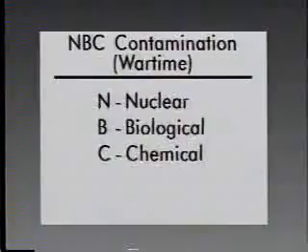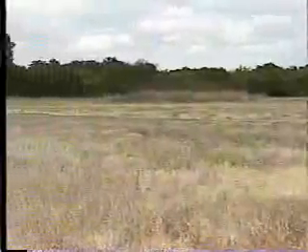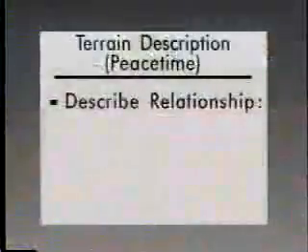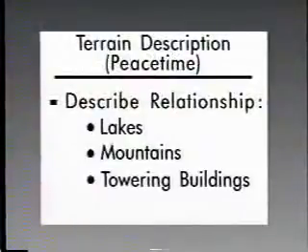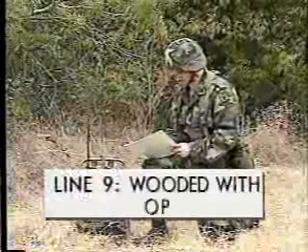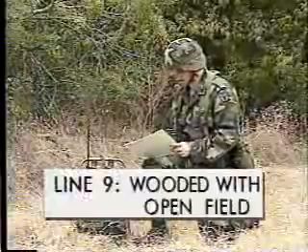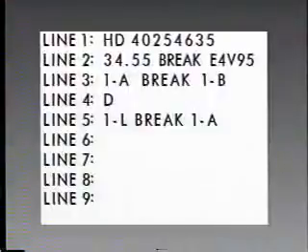military personnel. Nuclear, biological, or chemical contamination is included on line 9 only in wartime and only if NBC contamination has occurred. In peacetime, provide details of the terrain in and around the proposed landing site. Describe relationship of site to lakes, mountains, or towering buildings. This is of particular importance if hoist operation is required. Include line 9 only when applicable for NBC in wartime or to describe the terrain in peacetime. As a minimum, the first 5 lines must be provided in the exact sequence listed.